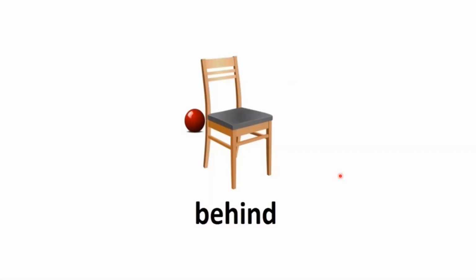Let us see some examples, children. See, you can see a chair and a ball. So see the position of the ball. Where is the ball? Behind the chair. So we have used the word behind. So behind is a preposition. The word behind is a preposition.